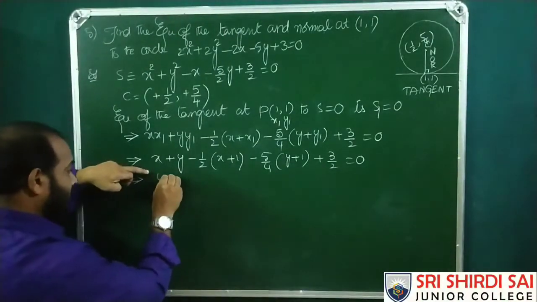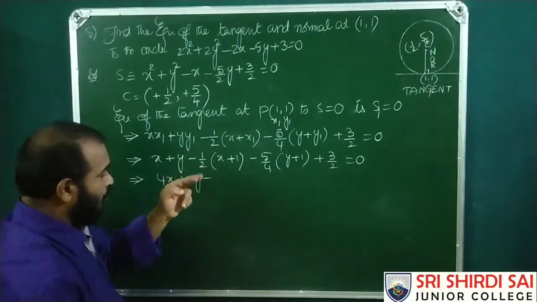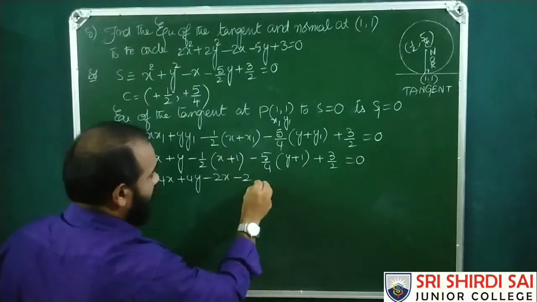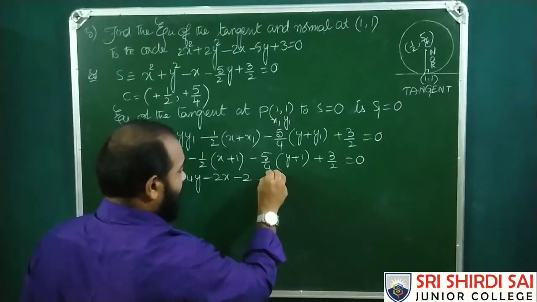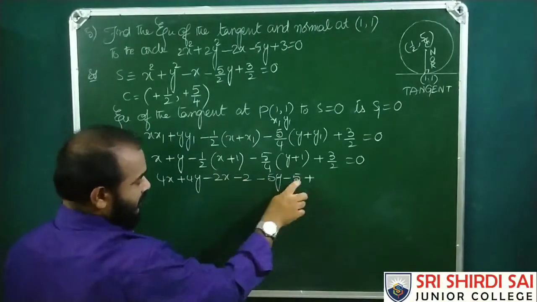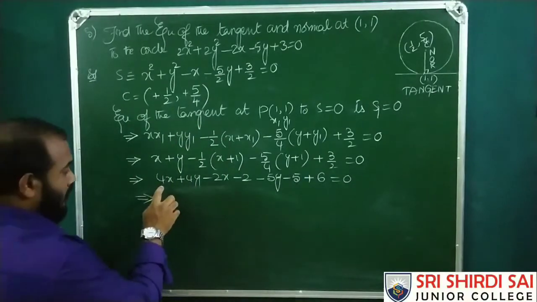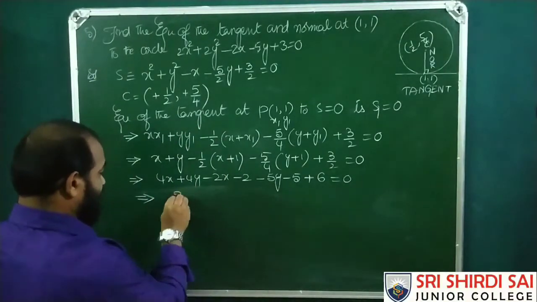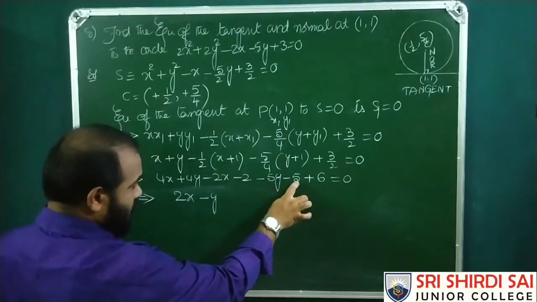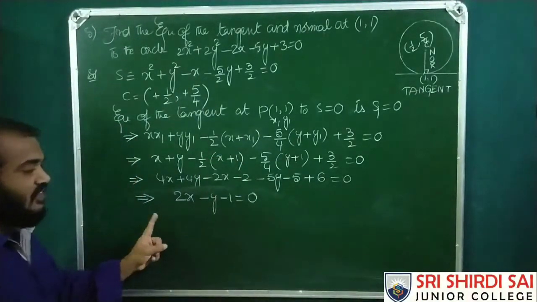So 4x plus 4y minus 4 by 2, 2, so 2 of x plus 1. So 2x minus 2 minus 5y minus 5 plus 4 is the LCM. 4 by 2 is 2, 2 3s are 6, equals 0. 4x minus 2x is 2x, 4y minus 5y is minus y, 6 minus 5 is 1, 1 minus 2 is minus 1, equals 0. So this is the equation of the tangent.